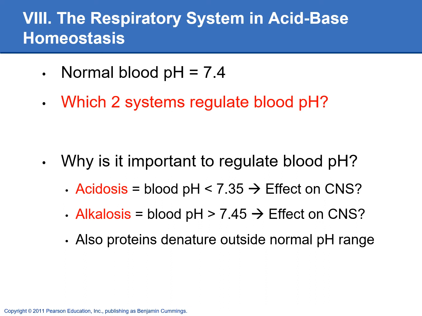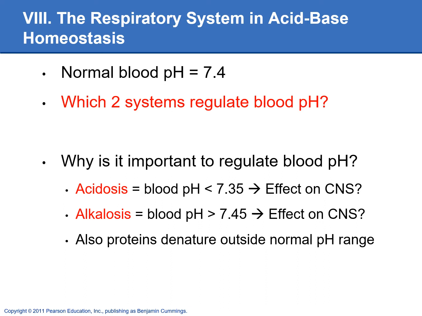If the blood pH is too acidic, less than 7.35, we end up with a condition called acidosis. Unfortunately, the central nervous system neurons do not work very well when the environment is too acidic. So they get depressed, and you actually will go into a coma. The neurons in the respiratory center will also stop working, you stop breathing, and then you die.